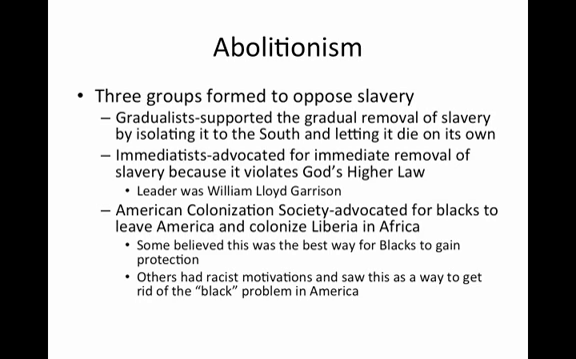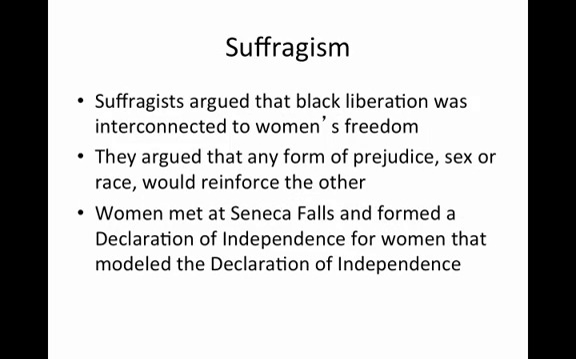Then there was the third group, the American Colonization Society, which advocated for blacks to leave America and colonize Liberia in Africa. Some believed that this was the best way for black people to gain protection, but there were others who had racist motivations and saw this as a way to get rid of the so-called black problem in America.